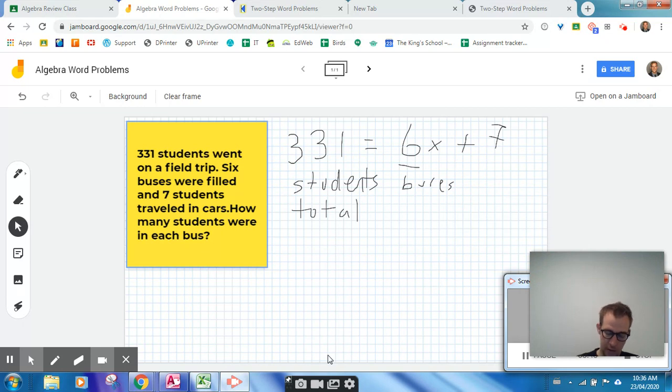Once you have correctly written out an equation like this, you can go about solving it. So let's write it out again: 331 equals 6x plus 7. Now we all know that we can just do two-step algebra to solve this problem. I'm going to subtract 7 from both sides, and that will give us 324 equals 6x. Then I'll have to divide both sides by 6.